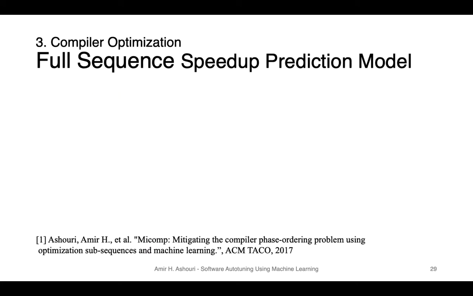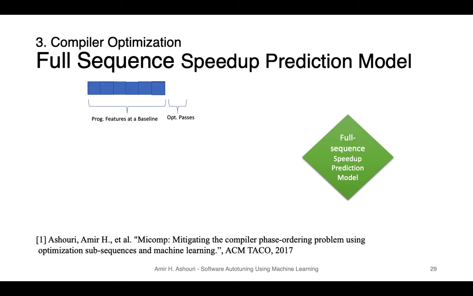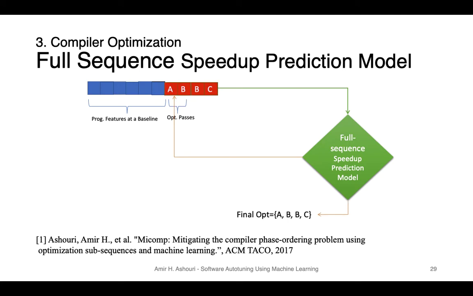The other way, which we did in our latest work in 2017, was the full sequence speedup prediction. When you have such a model, your features are all at the baseline, so you don't have to pass them in an intermediate step. You're interested in finding, in one shot, those passes to use with that application. Your queried model in one shot is going to tell you, for this application with these features, directly use this, and that's going to be your final optimization vector, A, B, B, and C. So let's see how this approach works.